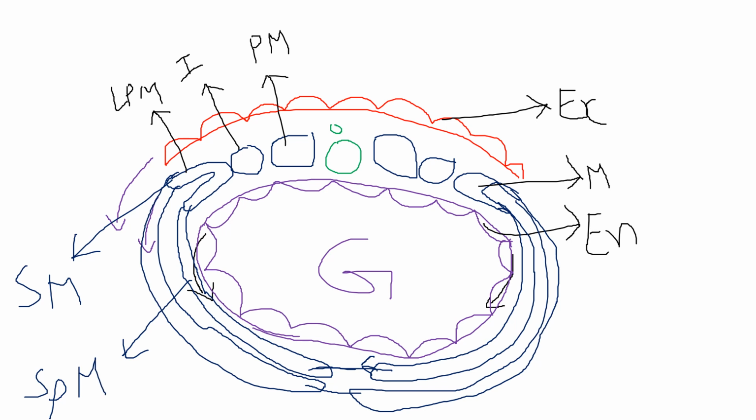Now, this somatopleuric mesoderm is near to the ectoderm, and the splanchnopleuric mesoderm is near to this gut tube. Now, what is going to happen is the splanchnopleuric mesoderm, which is near to this gut tube, is fused with it.